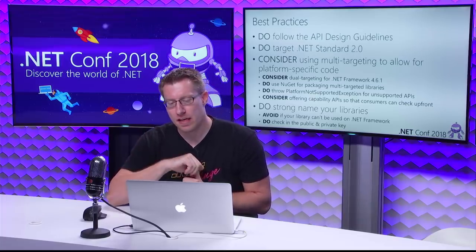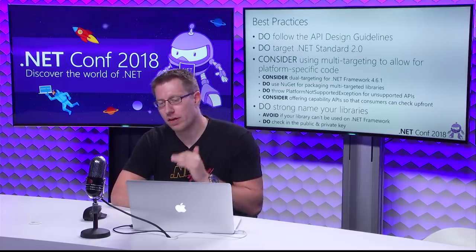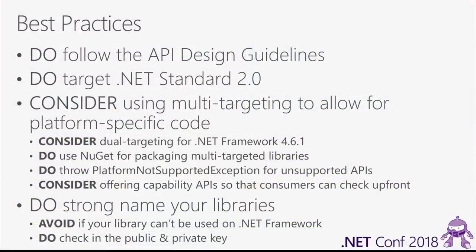The second thing is do target .NET Standard 2.0. If you're starting with new libraries, just target 2.0, and you're probably pretty good to go for a long time. You should consider multi-targeting, especially when you have customers that are on .NET Framework 4.6.1 to make their lives better. You should definitely use NuGet to package up libraries that are multi-targeted so that nobody has to select the right binaries. You should use platform not supported for APIs you cannot support everywhere. And you should offer capabilities to APIs in those cases when that's necessary.